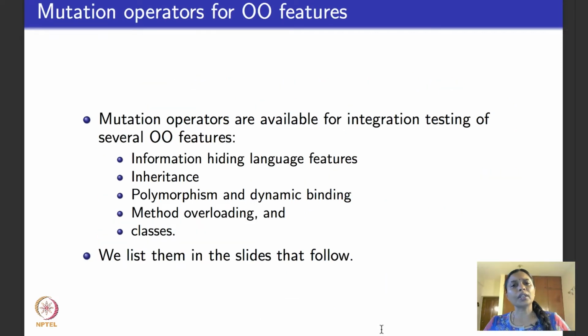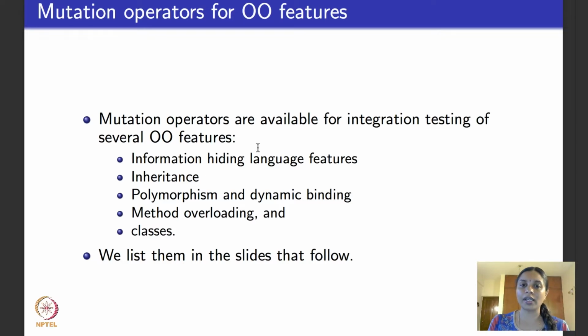Now we are going to see mutation operators for doing integration testing specific to object-oriented features. Without loss of generality, you can assume that we will be focusing on mutation operators for Java, but they equally well apply to any other object-oriented programming language that shares the same kind of features for integrating different pieces of code into one large code. We will instantiate them with reference to Java, but let's say you use C++ and it has this feature, you could as well use these mutation operators to do integration testing for C++.